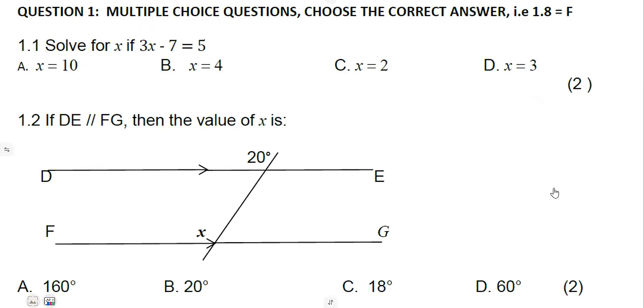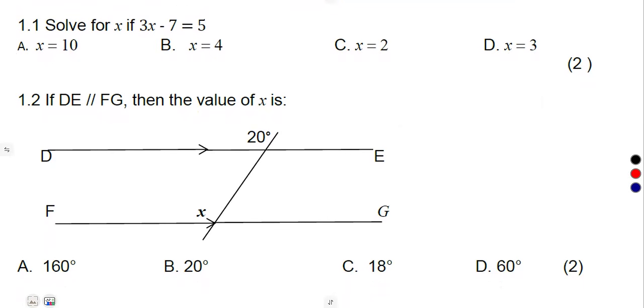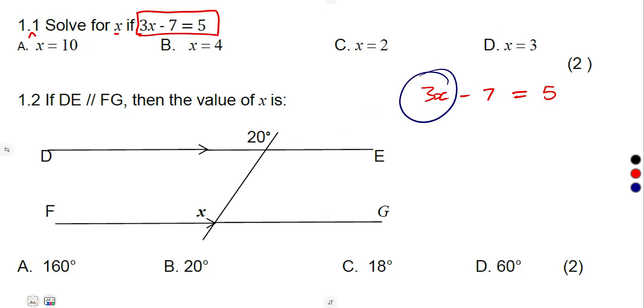Question number 1 was a multiple choice question, where you choose the correct answers. That is 1.1. You are given to solve for x if 3x minus 7 is equal to 5. What is the value of x? Remember, that's a linear equation. The highest power on x is 1.